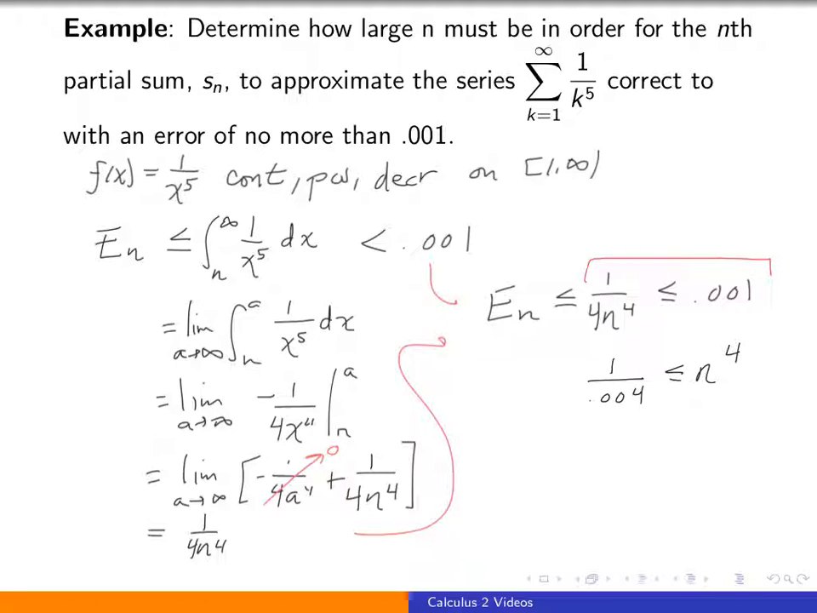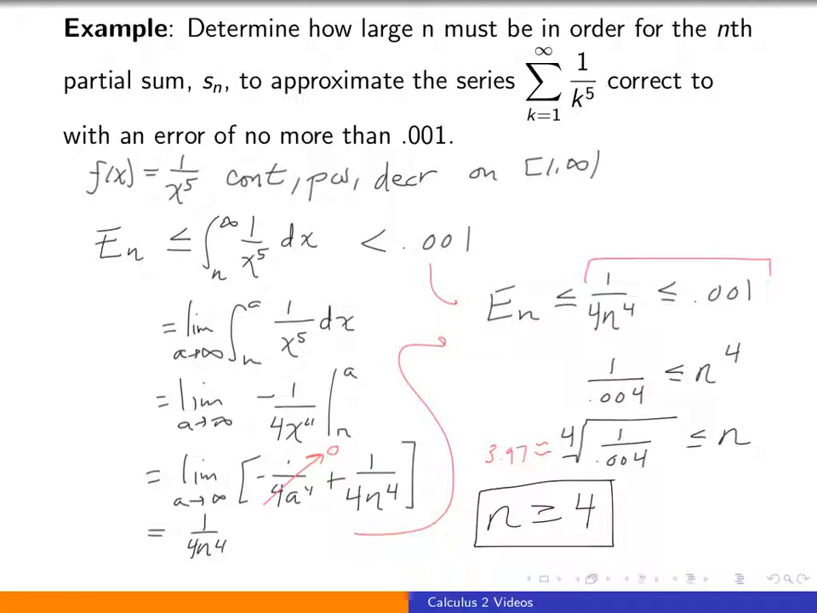And then we can go ahead and take fourth roots. So the fourth root of 1 over 0.004 is going to be less than or equal to n. And what we have on the left is approximately equal to 3.97. Therefore, our conclusion is that n, because it's a positive whole number, must be greater than or equal to 4.